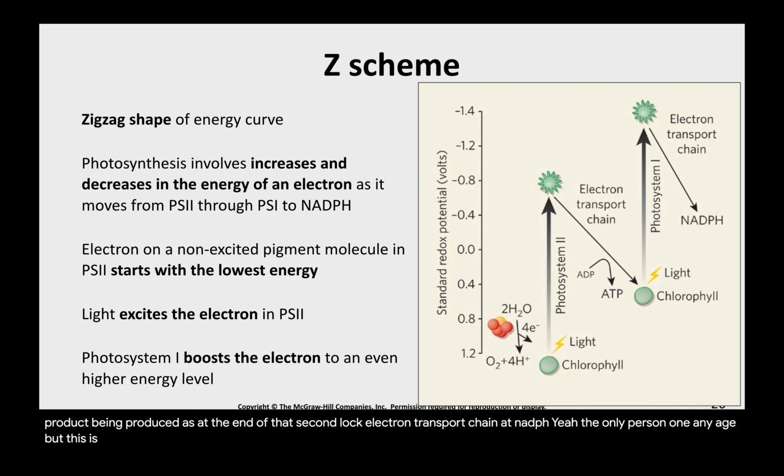Yeah, yep, only producing one NADPH. But this is happening so fast in so many different proteins, in so many different thylakoid membranes, in so many different cells, that we get a lot of NADPH built up.